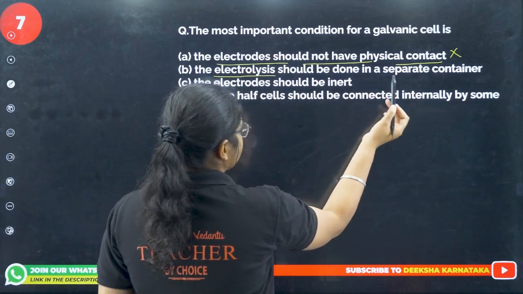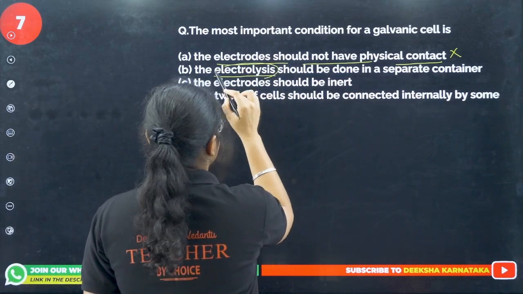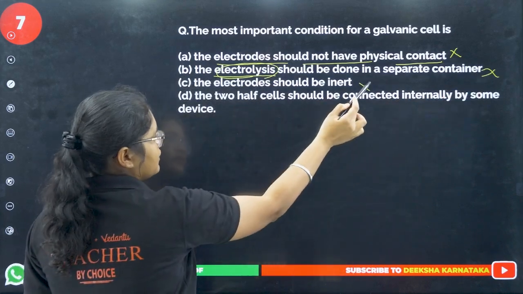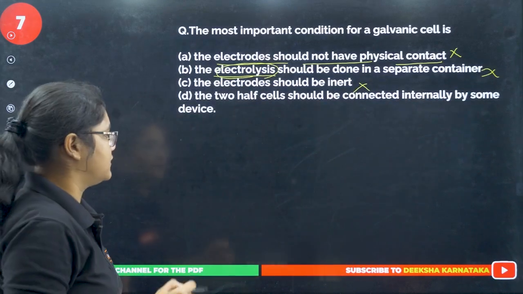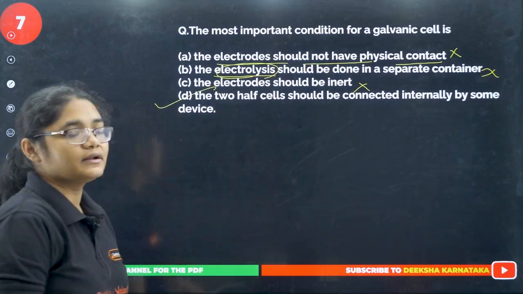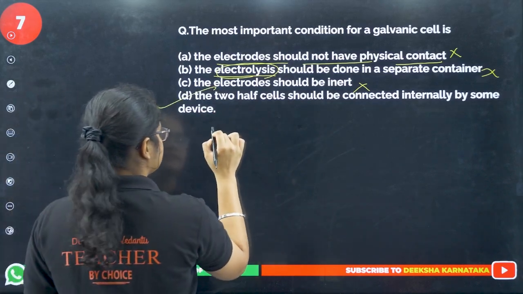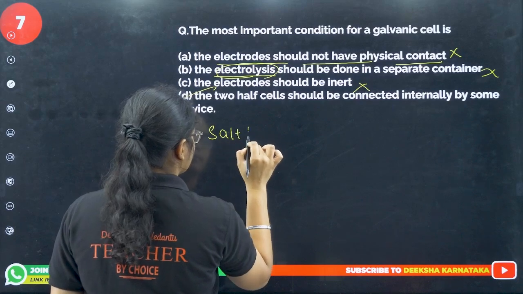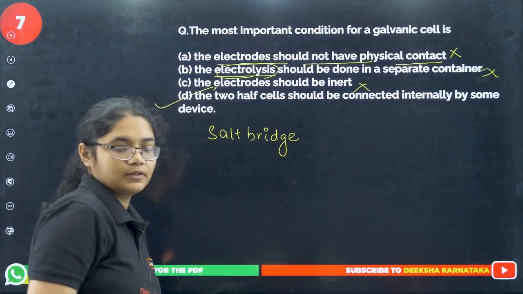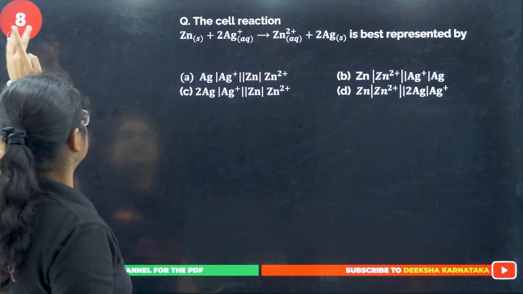The electrolysis should be done in a separate container. First of all, there is no electrolysis taking place here. The electrode should be inert. No, we can have reactive electrodes also. The two half cells should be connected by some internal device, and that internal device is your salt bridge. Right? Okay. Moving to the next question.